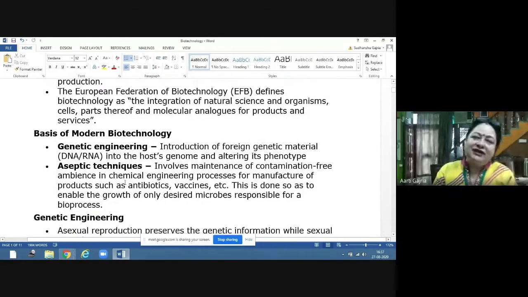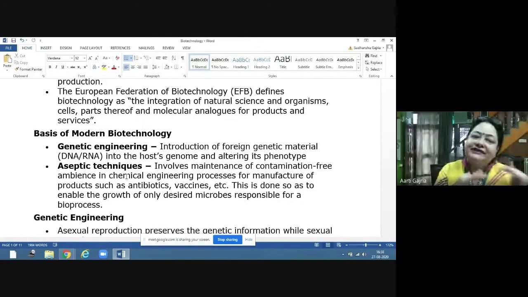Now, what is engineering? What does the engineer do? Mechanical engineer works with mechanical parts. Now, these days, there are various streams of engineering also. Mechanical engineering is there, chemical engineering is there. So, what does an engineer do? It mixes and fixes the parts of the machinery, the mechanical engineer. So similarly, the genetic engineer, what is he doing? The genetic engineer is introducing a foreign genetic material, it can be DNA, it can be RNA, into the host genome. It is putting into the host genome and altering its phenotype.